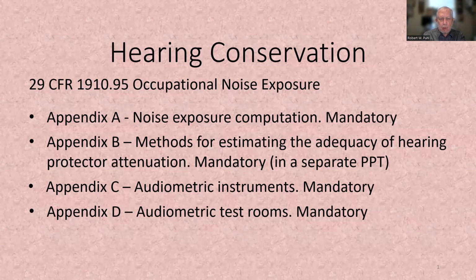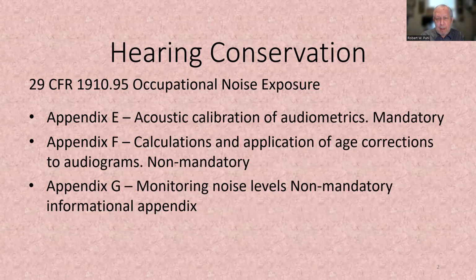Appendix A, noise exposure computation, mandatory. They're pretty technical, because noise is actually pretty technical. You don't think it is because it's all around you. Appendix B, methods for estimating the adequacy of hearing protector attenuation. We're going to talk about that briefly in a separate PowerPoint. We'll touch on it here too, but it's going to be short. Appendix C, audiometric instruments, mandatory. That's technical. D is audiometric test rooms. If you want to do this on your own, you can, but you have to have a test room in it.